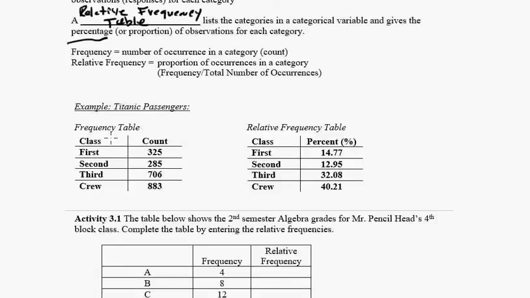Here's a categorical variable. I think this is members on the Titanic, so first, second, third, crew are the class, and here are the counts. These would be the frequencies. This is a relative frequency table because it's giving the frequencies, but in percents.